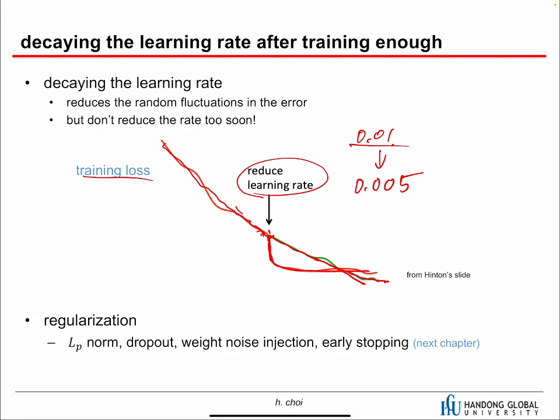And then the last one is regularization. We have a lot of different types of regularization. We'll talk about this one in the regularization chapter.